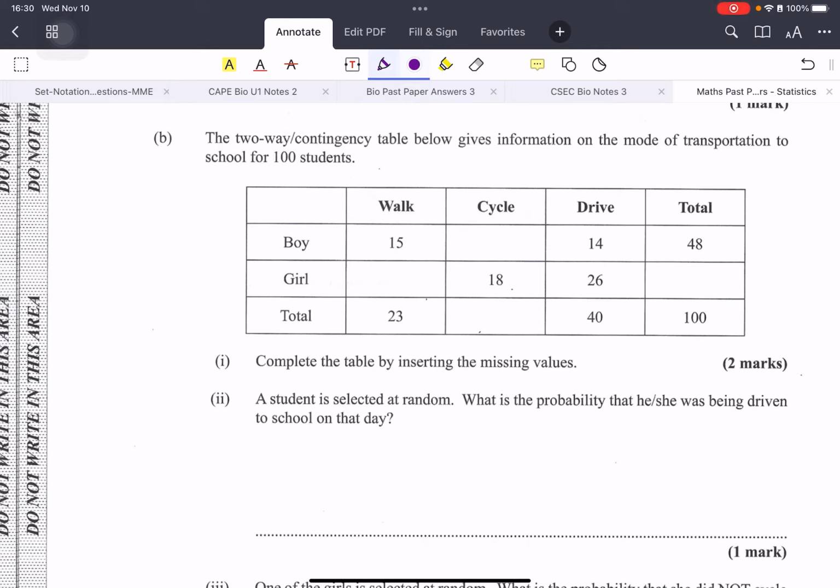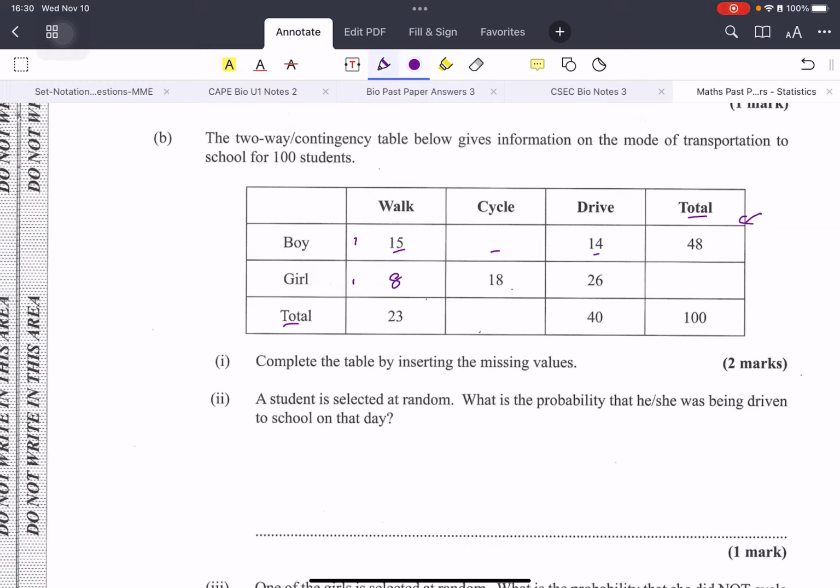Okay, so there are 2 totals here. The totals on this side, we are adding up these 3 over here to get those totals. The totals on the bottom, we are adding up this one and this one to get the total on the bottom. So if 15 boys walk and they tell us that 23 students in total walk, how many girls walk? Well, we could just take away 15 from 23, and we're going to get 8.